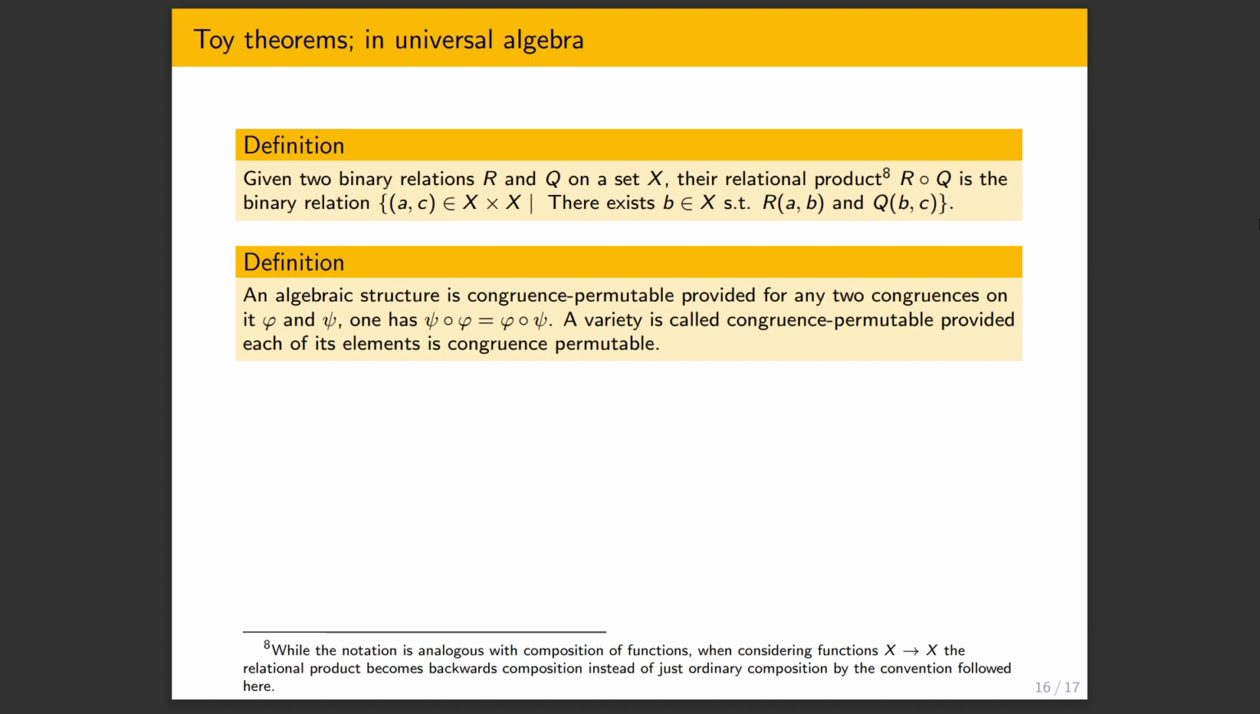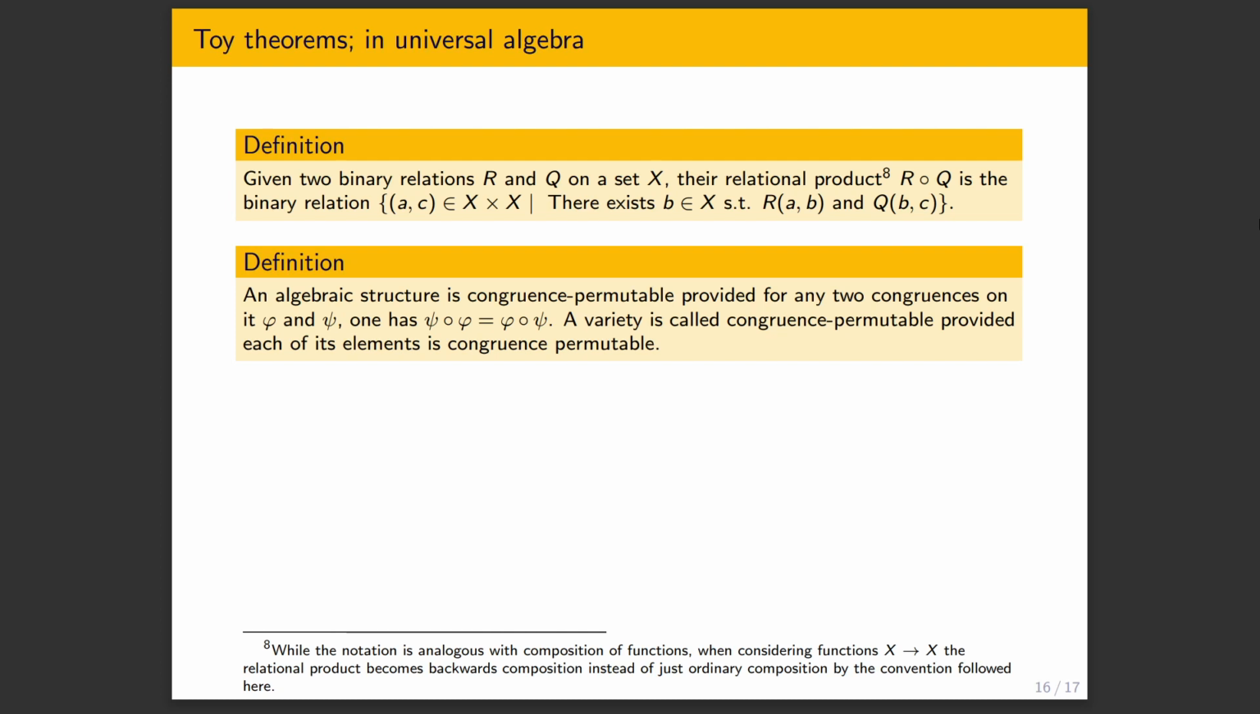And now we have an algebraic structure that is congruence permutable if its congruences permute under the relational product, that is, the product is commutative, and the variety is called congruence permutable if each of its elements is congruence permutable. That congruences permute, so that we can form relational products of congruences, just makes sense because congruences are binary relations on the underlying set of the algebraic structure.